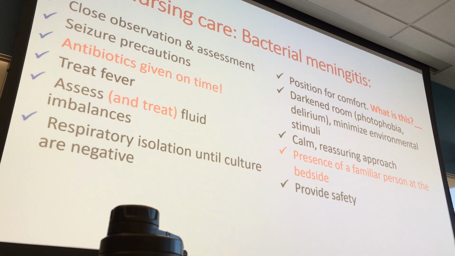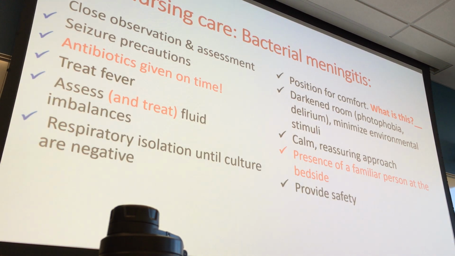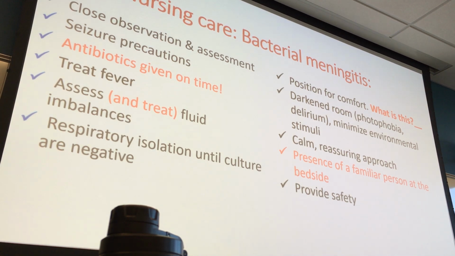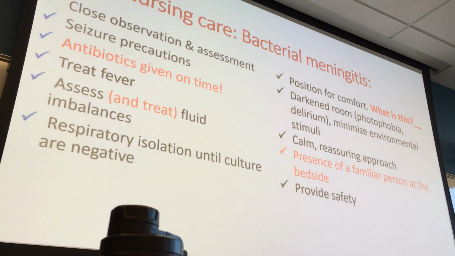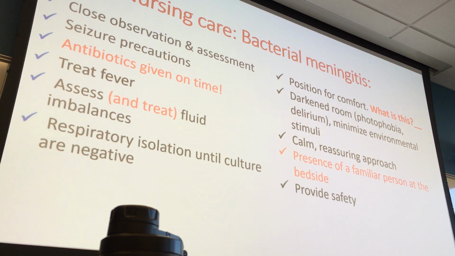Okay. Nursing care for bacterial meningitis. The big things here, let me give you an example. If you have a patient that has a temperature of, let's just say, 104, 105, and you know that they have bacterial meningitis, what is going to trump those antibiotics? Is anything going to trump those antibiotics in terms of what you're going to administer?